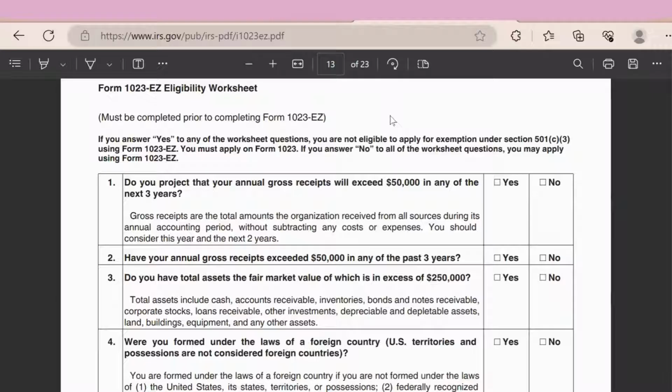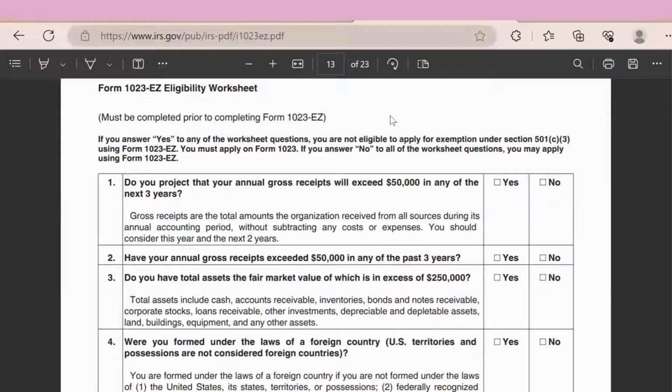So this worksheet basically asks if you expect to have revenue over $50,000 in the next 3 years. It also asks if you're a foreign corporation or if you do business with foreign entities, and a few other questions about your status. So read through each of these questions, answer them correctly. It's okay to file the 1023 if you have to.